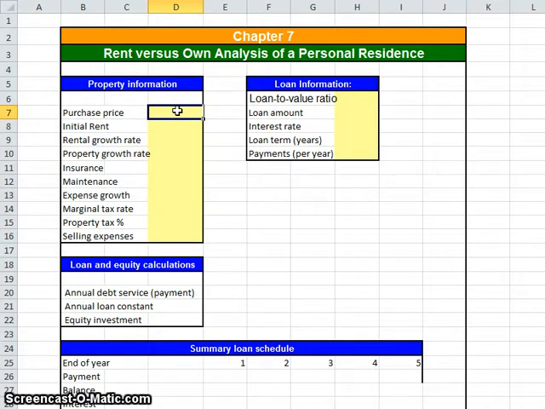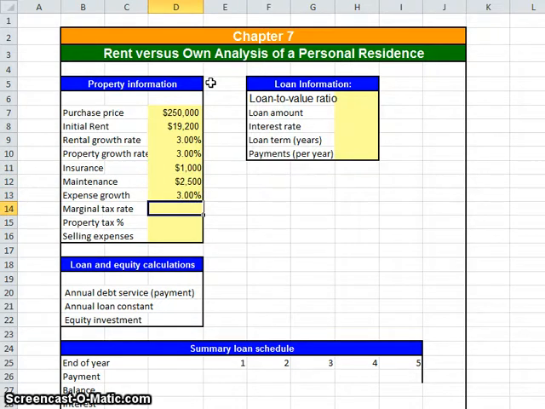The first thing is the purchase price, so $250,000. And then initial rent is going to be $1,600, but that's per month. Multiply that by 12. Oops. And then rental growth rate is going to be 3%. Property growth rate is going to be 3%. Insurance is going to be $1,000. Maintenance is $2,500. Expense growth is 3%.